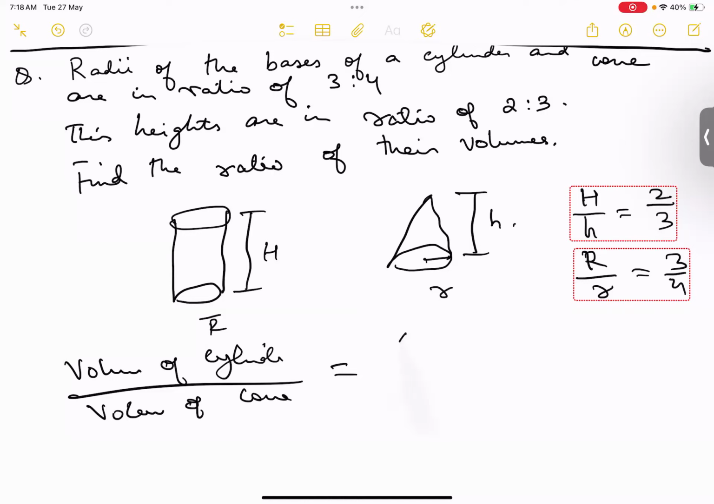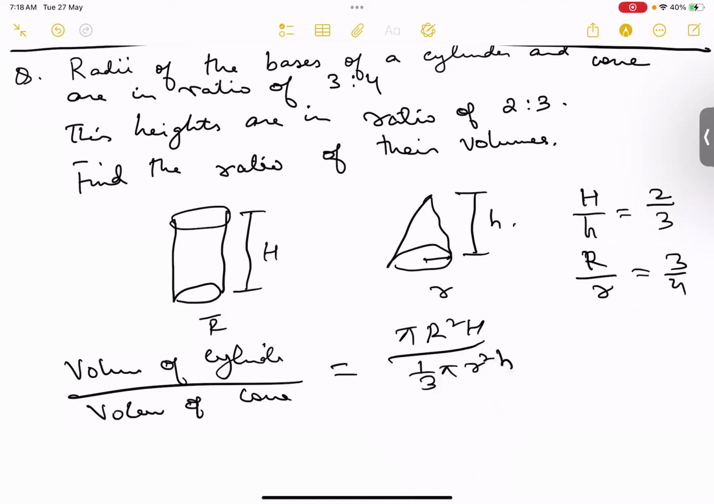So the volume of a cylinder would be pi r square h, okay? And the volume of a cone would be 1/3 pi r square h. Just arrange the r's and the h's, okay? And then find the answer.